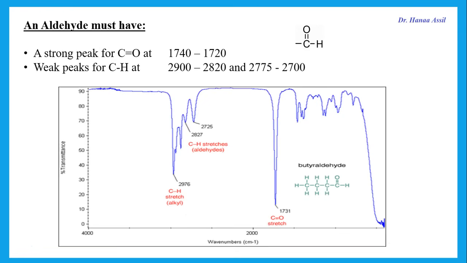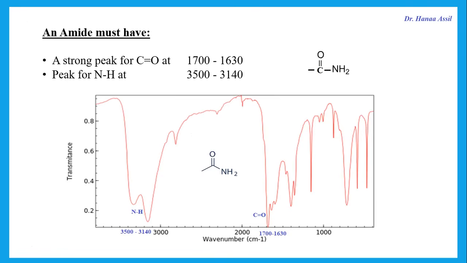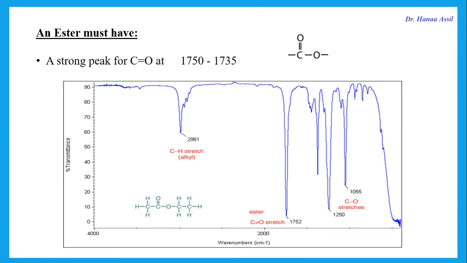An aldehyde would have the peak for the C=O, but we also have smaller peaks for the CH of the aldehyde before 3000. So please keep all of these in mind. An amide has a C=O at around 1700, but also a broad peak for the NH at around 3000 and something. An ester will have the C=O at 17 something and a small peak before 3000.